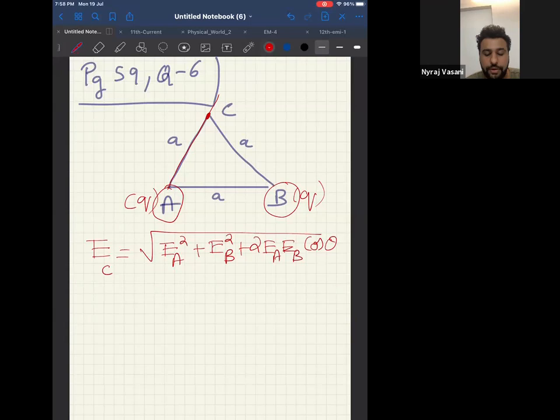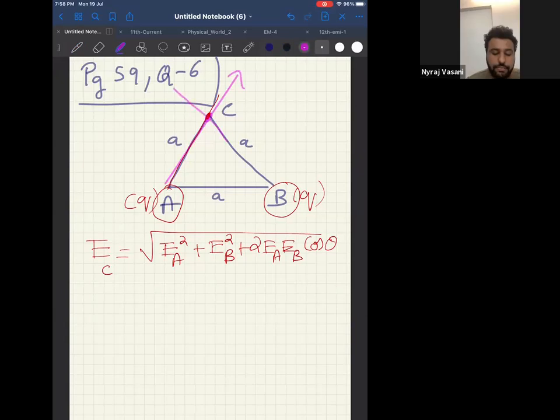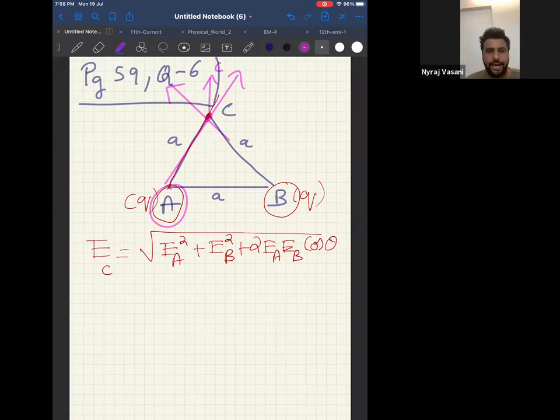Tell me how many of you are aware of this formula for vector resultant at a point? Yes, sir. So A goes here, B goes here, my resultant C will come here. Now, electric field at A, what is the formula for electric field? Just think. 1 by 4 pi epsilon naught Q by R square, correct?